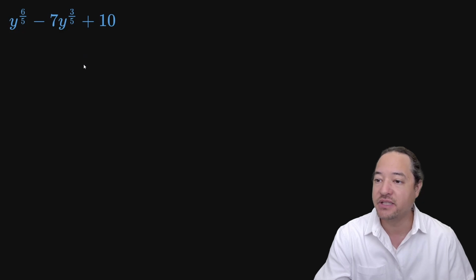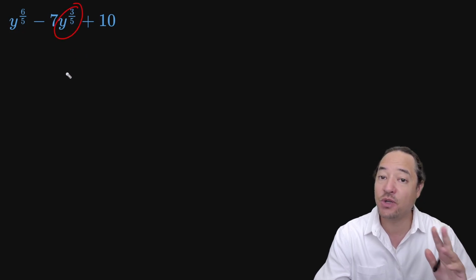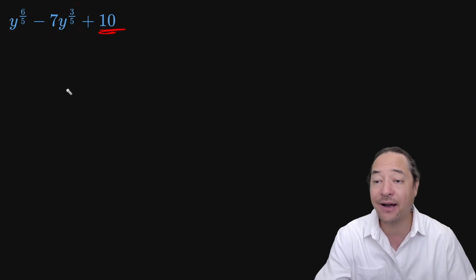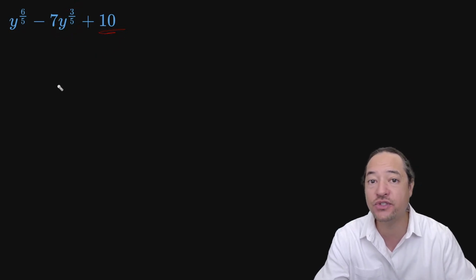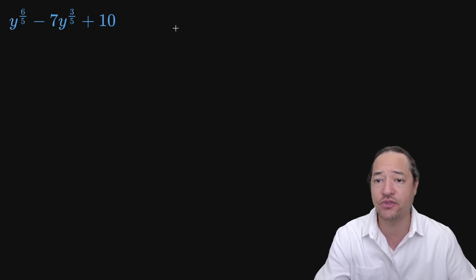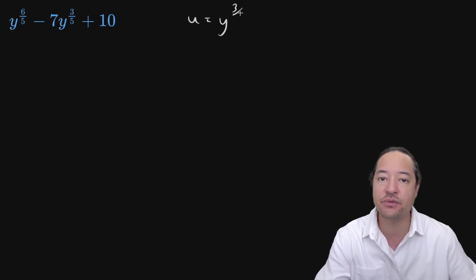The problem is that this is the smallest exponent, but it doesn't exist in this third term, so we can't factor it out of here, okay? Instead, what we'll do is our u-substitution deal that we were doing before. So let's define u to be y to the 3/5 power, okay? So this is our first step.